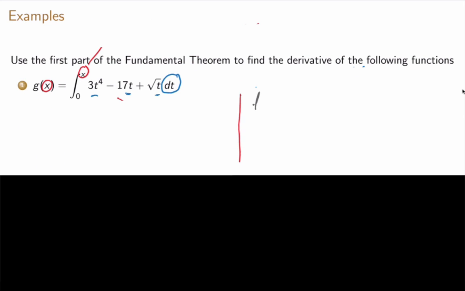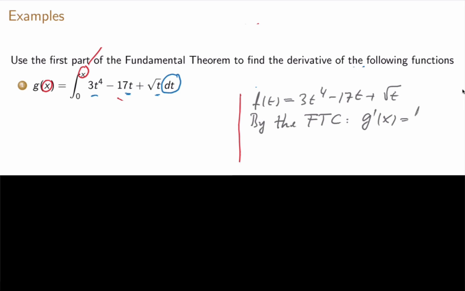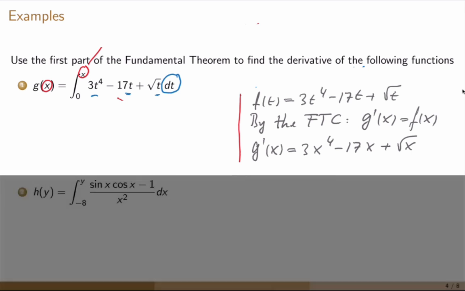So let's do this. Then f of t in that example would be 3t to the 4 minus 17t plus root t. And then by the fundamental theorem, we know that g prime at x is f at x. So easy. Then g prime at x is 3x to the 4 minus 17x plus root x. So it is really just the function which appears inside the integration, but now flipped. The variable t is flipped to the variable x. So that's the tricky part, to keep track which variable appears where.